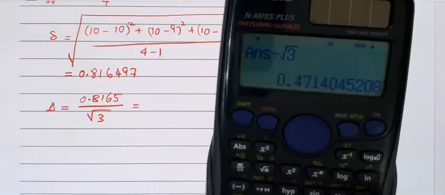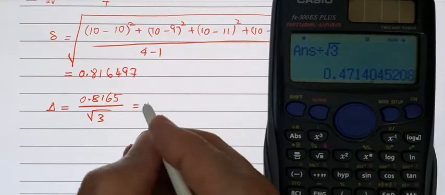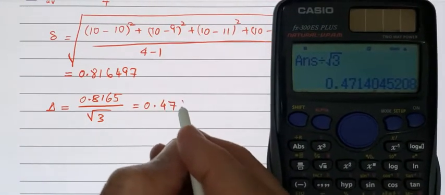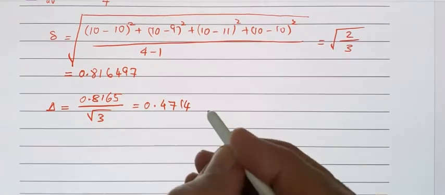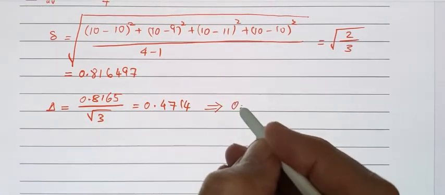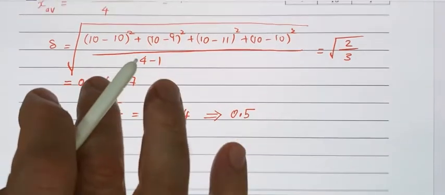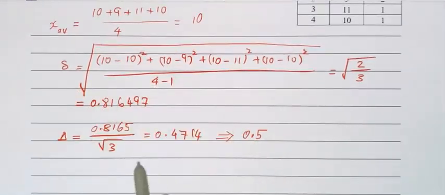So we continue. So this divided by square root of 3 is 0.4714. Now we apply our rules. Error, first rule, error is one significant digit, so it will be 0.5. Now the number has to match the error, so x average will be, we said it's 10 plus minus 0.5.